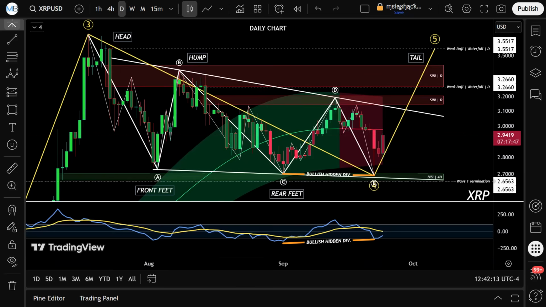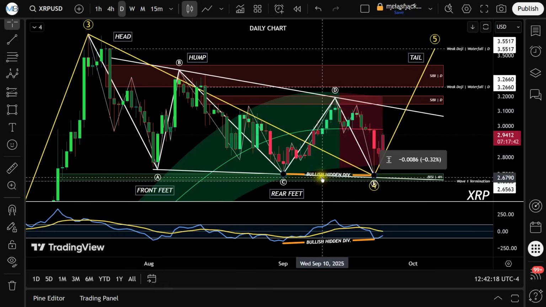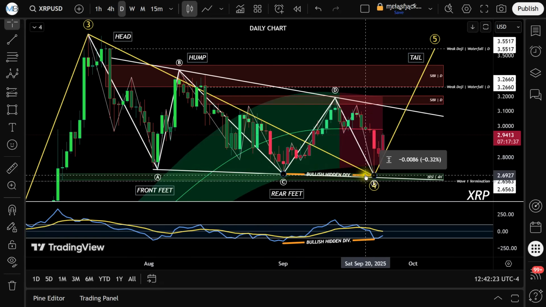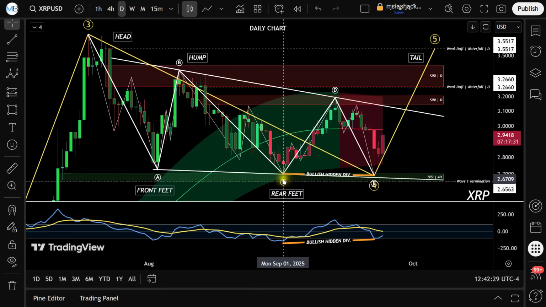And as I mentioned in a post yesterday that I placed on my YouTube channel, I was showing that we had a bullish hidden divergence right here on the daily, which is very slight because this candle basically just came down a little bit beyond the wave C, just sweeping it.